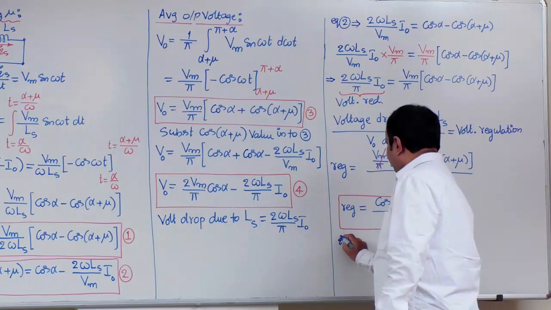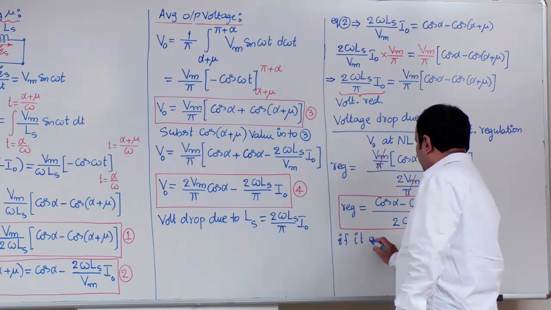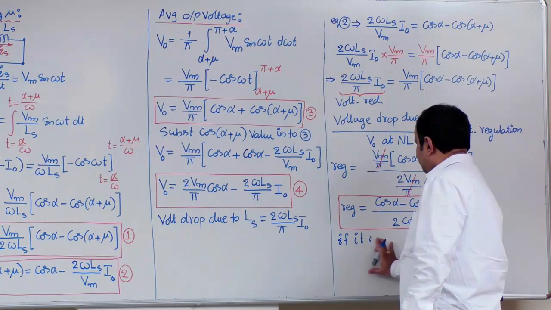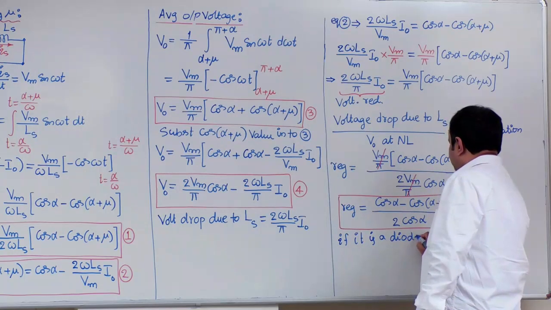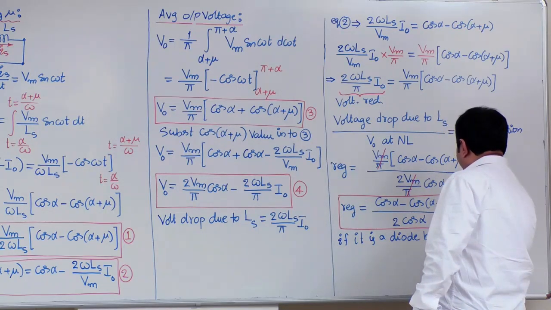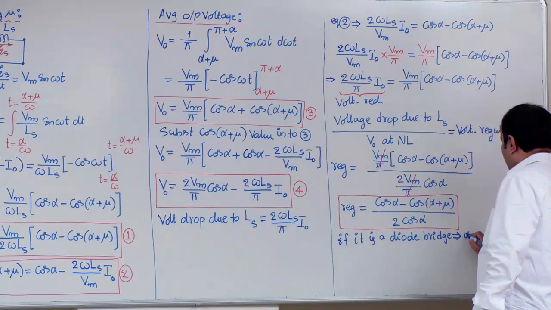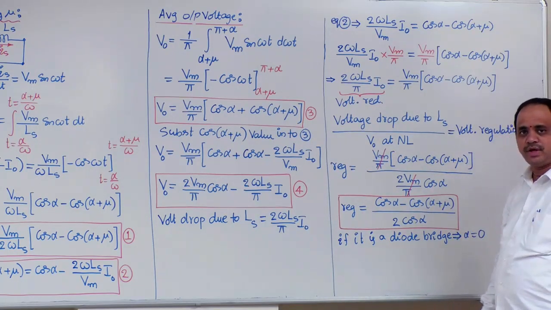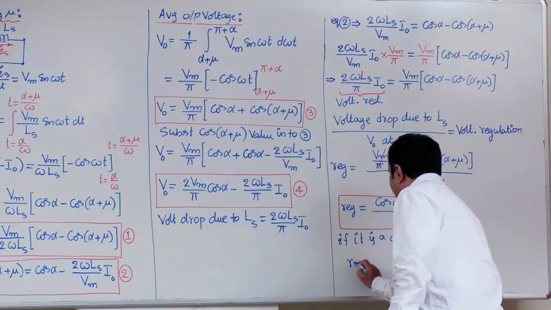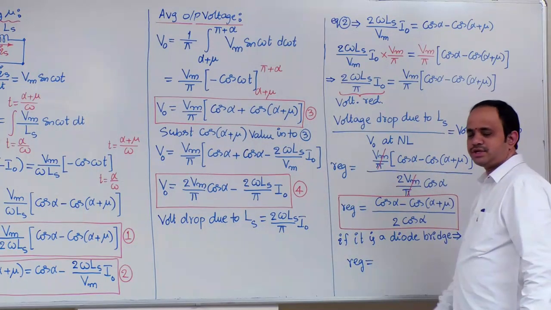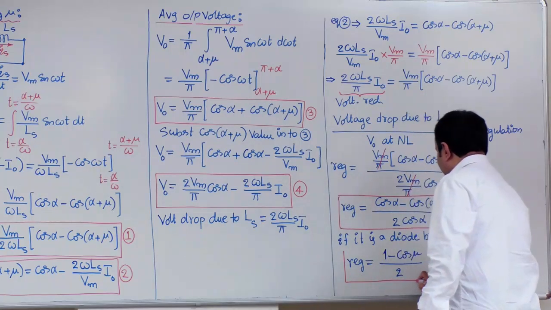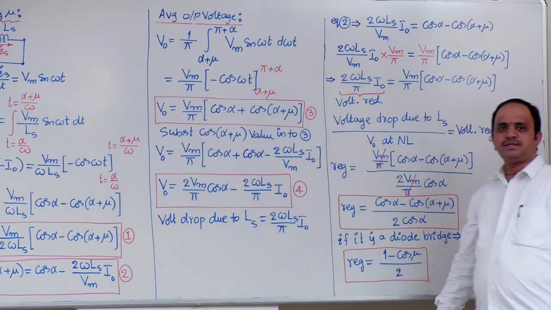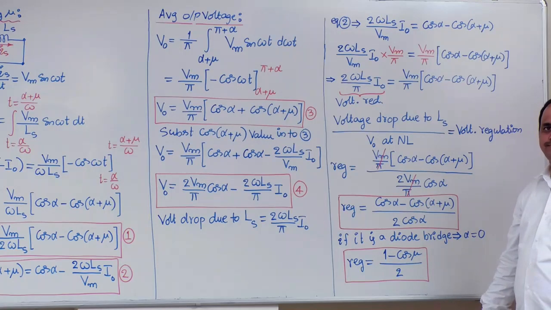For example, if it is a diode bridge, what do you mean by that? Alpha is equal to 0 in case of diode bridge. Under such conditions, you can write down regulation is equal to 1 minus cos mu divided by 2.